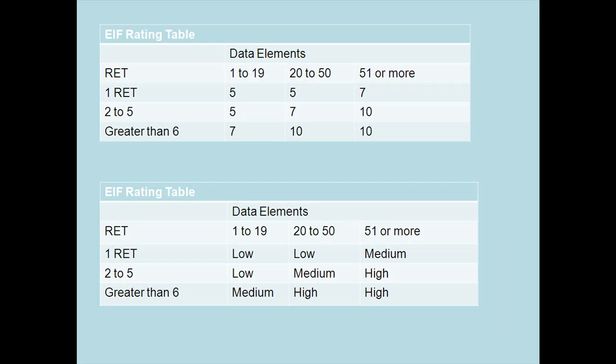Here is the EIF rating table again. If it is 1 to 19 DETs and there is one RET, then 5 is the rating value of EIF. If you have 20 to 50 DETs in the EIF and one RET, then 5 is the value. In the same EIF table, I have mapped the values to a low, medium and high complexity table on the same screen.